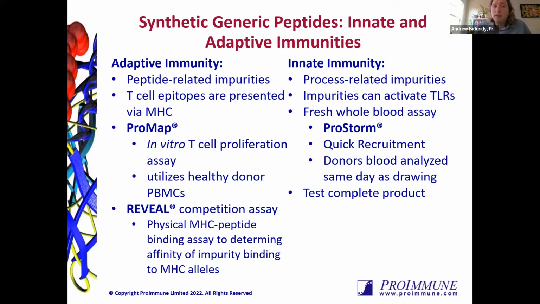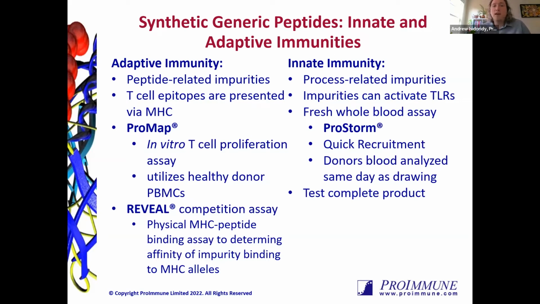Adaptive immunity has to do with those T cell epitopes that can be presented via the MHC to CD4 T cells. We offer our ProMap assay, which is an in vitro T cell proliferation assay. This utilizes healthy donor PBMCs and allows us to monitor for that proliferation directly. We also have a REVEAL competition assay. This utilizes a recombinant MHC binding model to look for the ability of your impurity or your peptide product to outcompete at a known given allele.